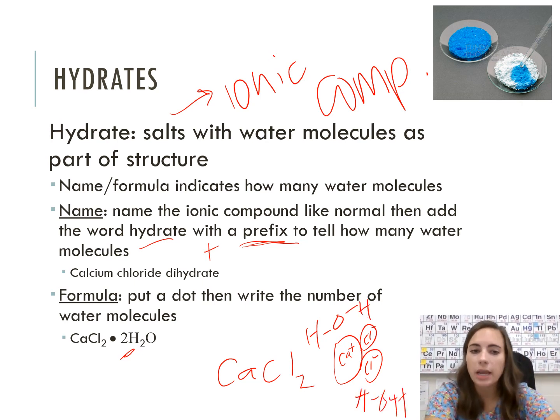So we just use those same prefixes. This one told me dihydrate, meaning there were 2 waters. Writing the formula, write the ionic compound, a dot, the number of waters. That's it.